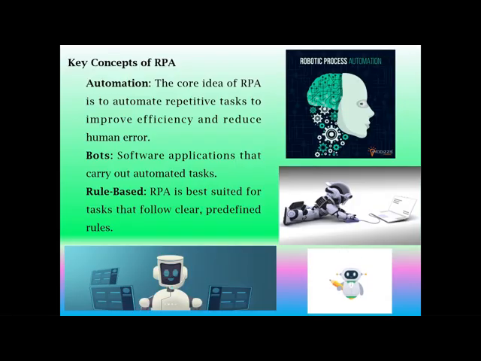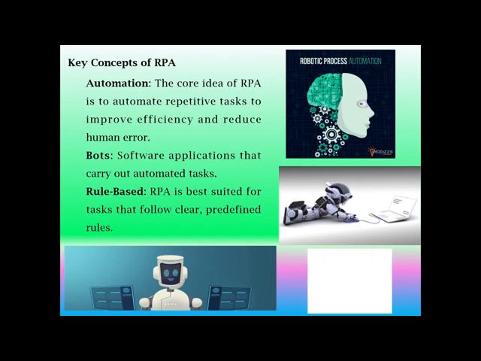Then let us see the key concepts of RPA. There are a few key concepts of RPA. Among them, the first one is automation. The core idea of robotic process automation is to automate repetitive tasks to improve efficiency and reduce human error. Because with fast calculation on a large volume of data, it is not possible to do such calculations manually. So, in that case, instead of doing the manual computation, we can use the application of RPA. So, in such cases, we use the concept, namely automation.